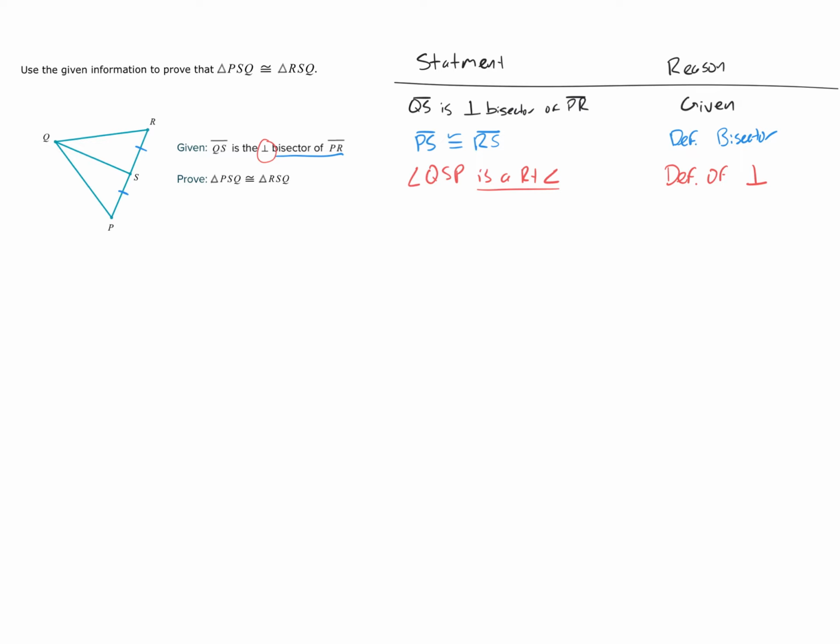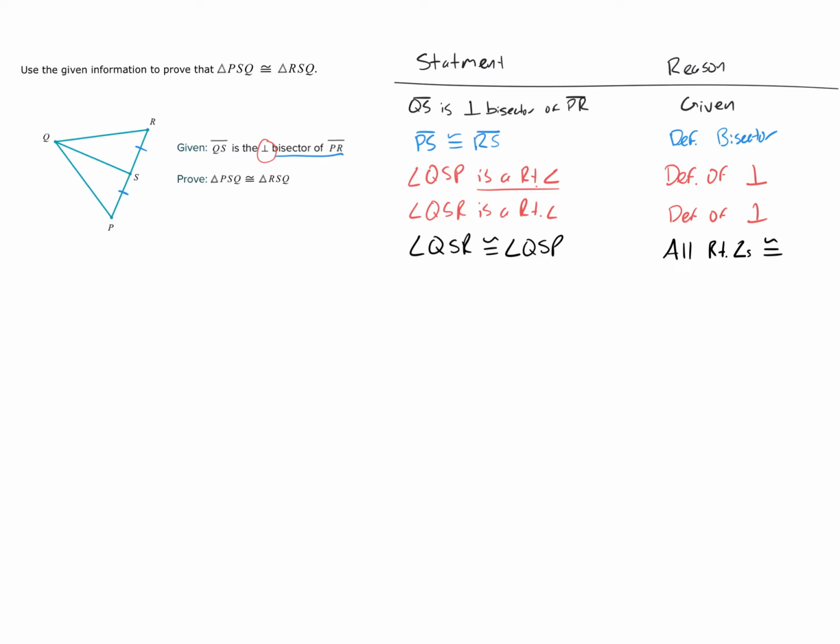And likewise, I could say angle QSR is a right angle, again by the definition of perpendicular. And then because all right angles are the same, I can say angle QSR is congruent to angle QSP, because all right angles are congruent.